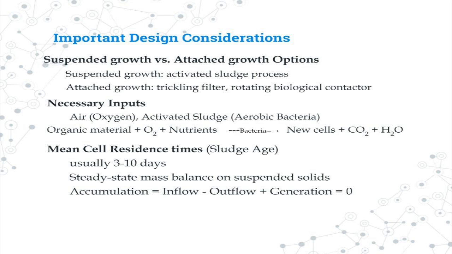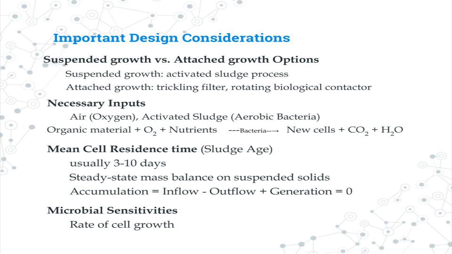In attached growth process, the microbial growth occurs on the surface of stone or plastic media. Wastewater passes the media with injected air. Trickling filters and rotating biological contactors are commonly used attached growth process units. These two options will be explained and compared later. The necessary inputs are mostly oxygen and activated sludge.